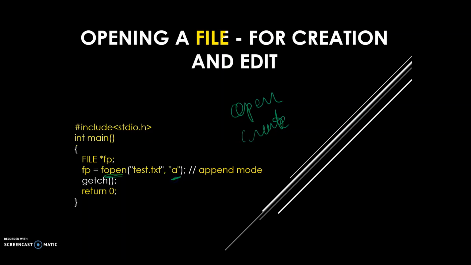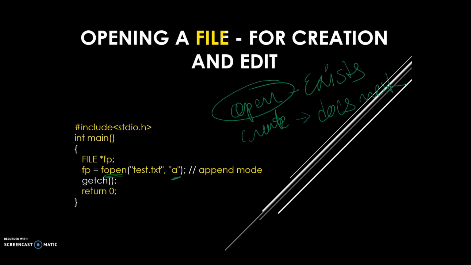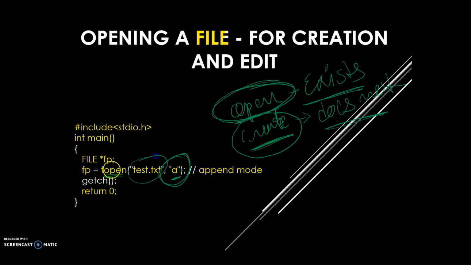So what happens when you apply this fopen with the A mode, or the append mode? It means that if the file exists, then it will directly open it. But suppose the file does not exist. In that case, first it will create the file and then open it. So the main advantage of the append mode is that if the file exists, it will directly open it, and if it does not exist, it will automatically create it and open it.